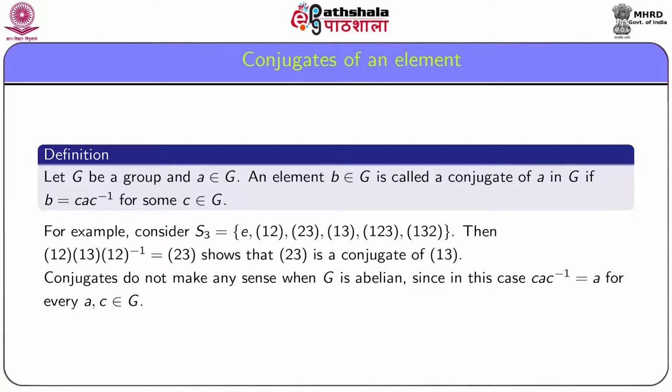Also note that conjugates do not make any sense when G is abelian, since in this case C A C inverse equal to A for every A and C in G. So, A is the only conjugate of A if G is an abelian group. Thus, this notion becomes important, particularly in the case when G is non-commutative.